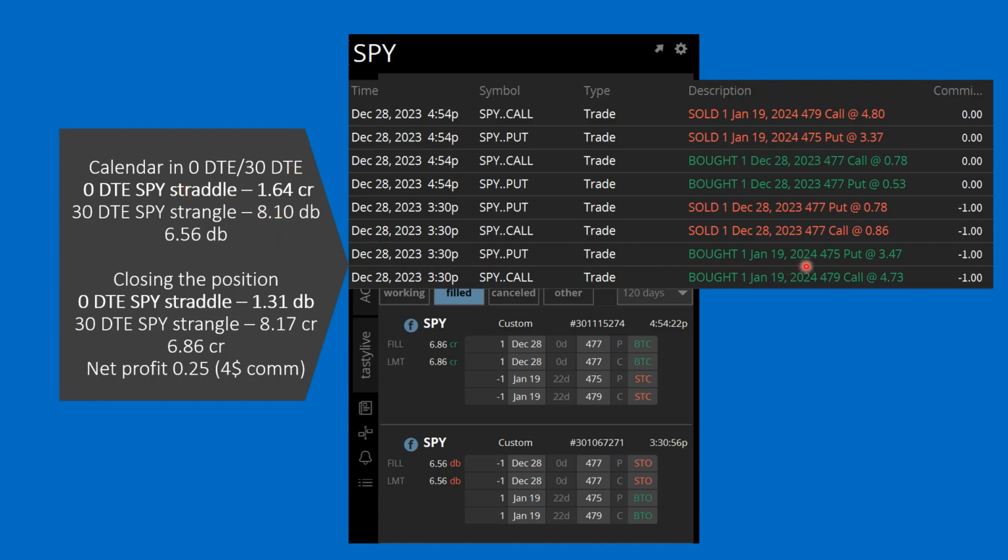Just to look at it, here you can see the transaction: I sold a 477 put and call at those prices, resulting in a credit of 164. And as protection, I bought two ticks up and down on the put and call, as you can see here, paying 810 debit. So I have a total debit of 6.56, which I did just at the beginning, at 3:30 opening at the New York Stock Exchange, or let's say in Chicago, I would say.